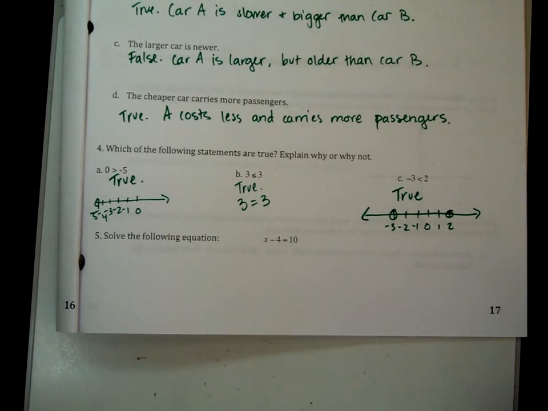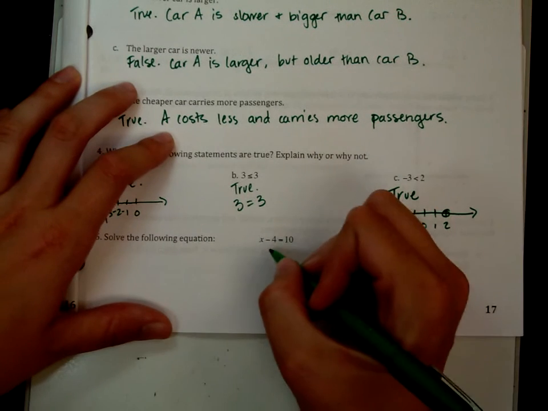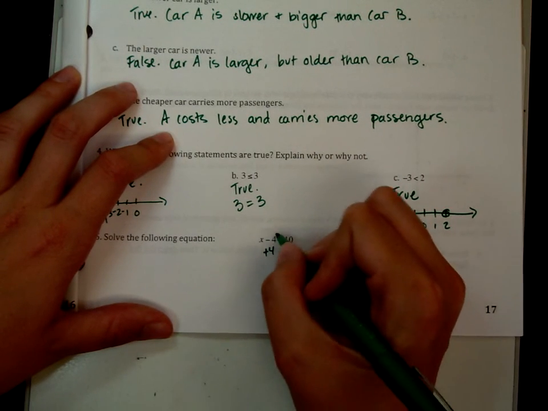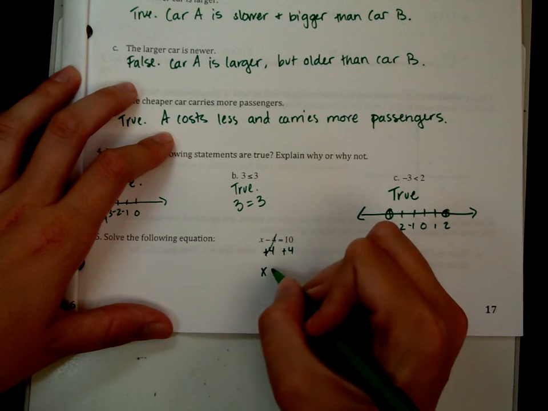Solve the following equation. X minus 4 equals 10. So I'm going to add 4 to both sides. That creates a 0, and I get x equals 14.